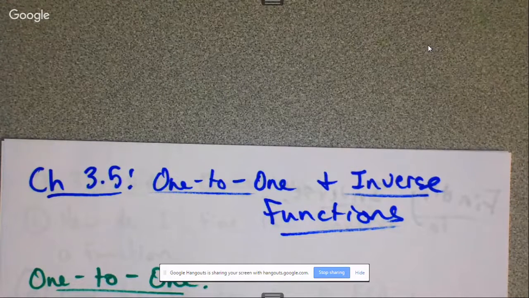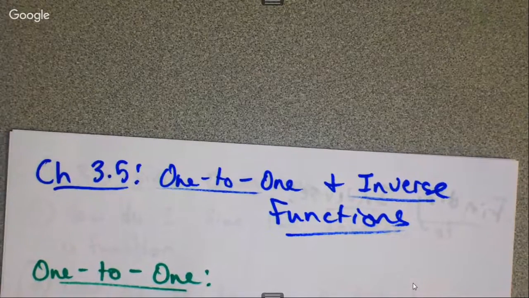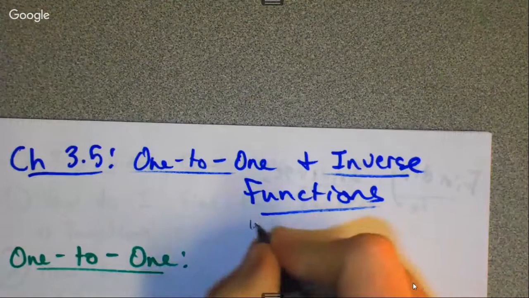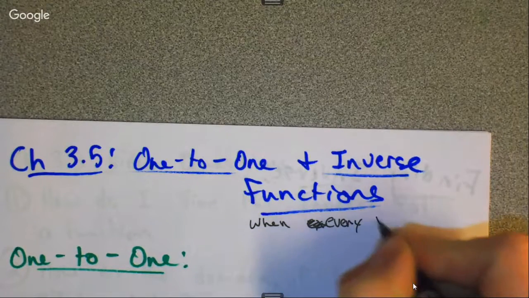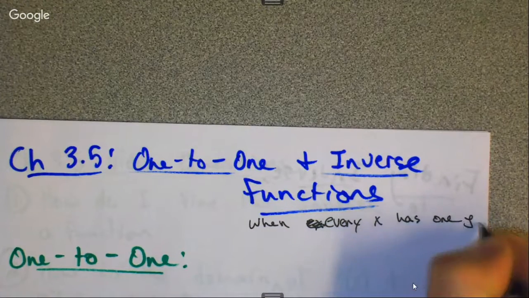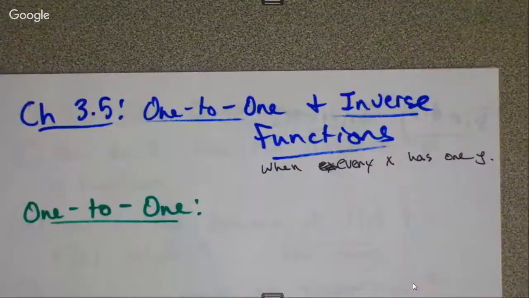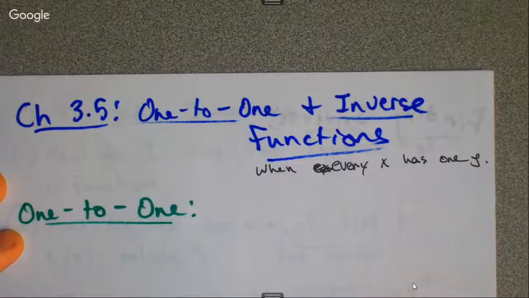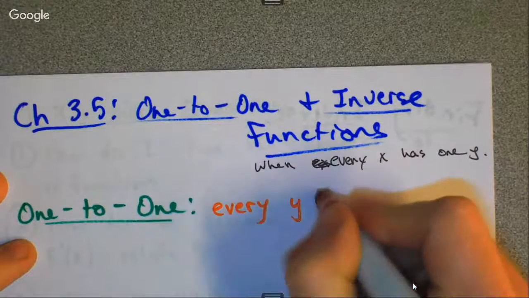We're going to talk about chapter 3.5, which is one-to-one and inverse functions. Let's briefly review what a function is. A function is when every x has one y. Now, a one-to-one function is kind of backwards of that. In short terms, every y has one x.